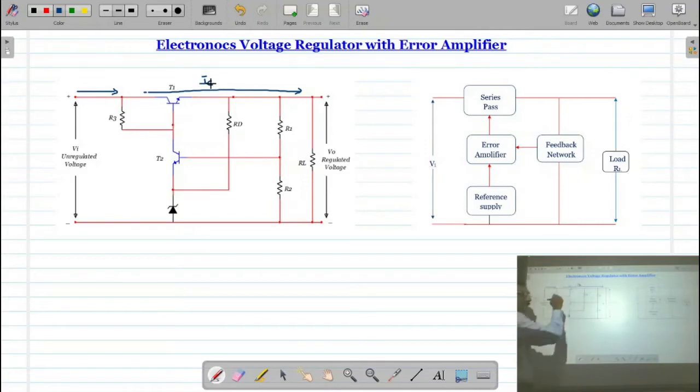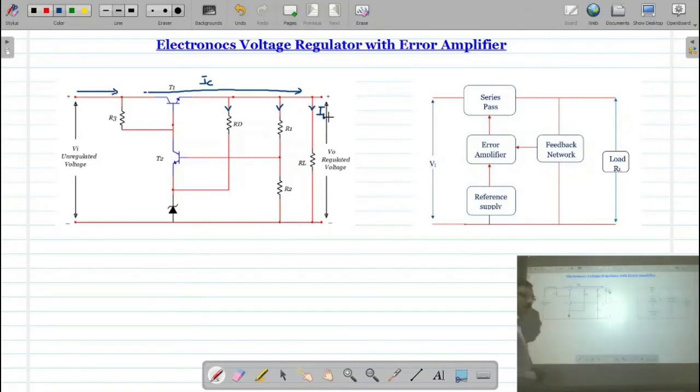This IC divides into three parts. Some of the current passes through the Zener diode, some passes through the feedback network, that is R1 and R2, and the rest is my load current IL, which passes through the load resistance RL.